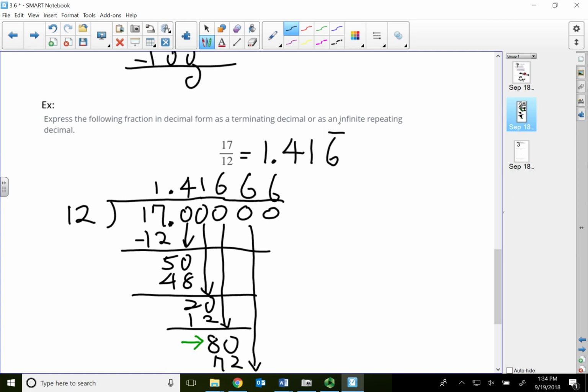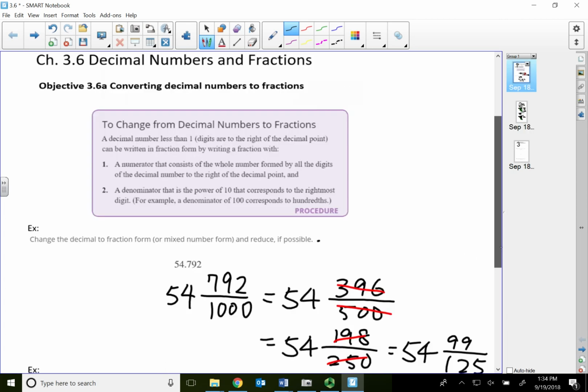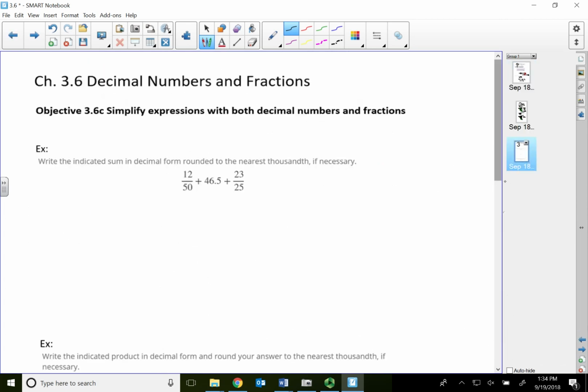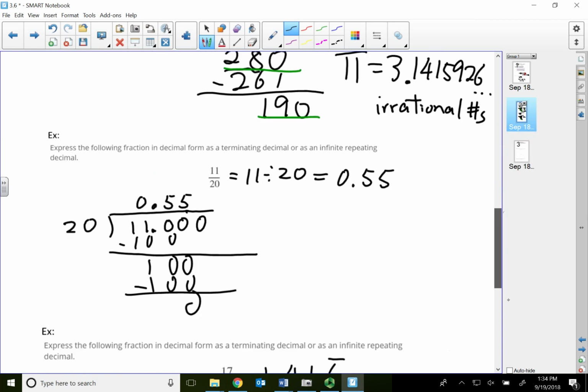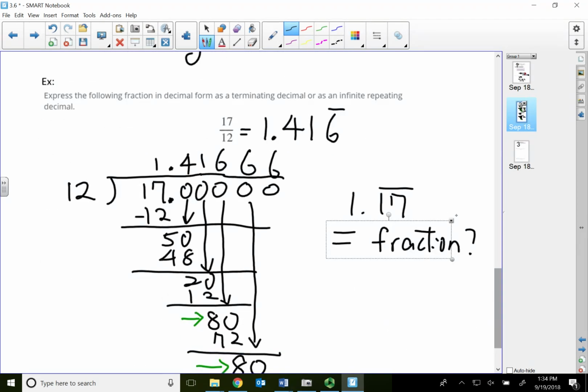This is where it's weird. If I give you a repeating pattern, 1.17 repeating, where the 1 and 7 repeat, how would you know what fraction that is? What type of improper fraction is that going to be? You don't know. You really cannot do this just by reading it like we've done before, because you cannot read the repeating pattern properly.